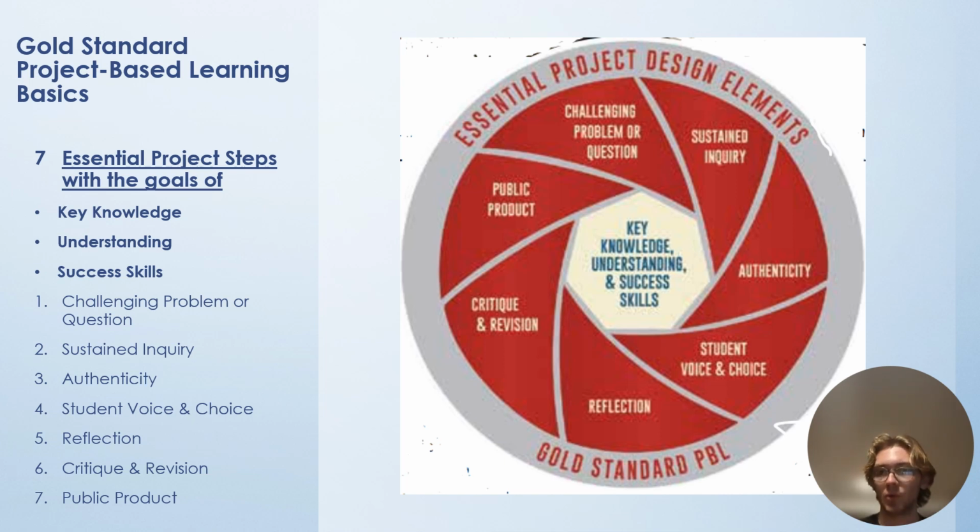Fourth is student voice and choice. Students need to make some decisions regarding the project, obviously. Fifth is reflection. So students reflect on their learning and discuss obstacles they encountered and how they overcame them. And sixth is critique and revision. This is where students use and give feedback to improve their project. And finally, seventh is the public product, where students present the project to people beyond the classroom.